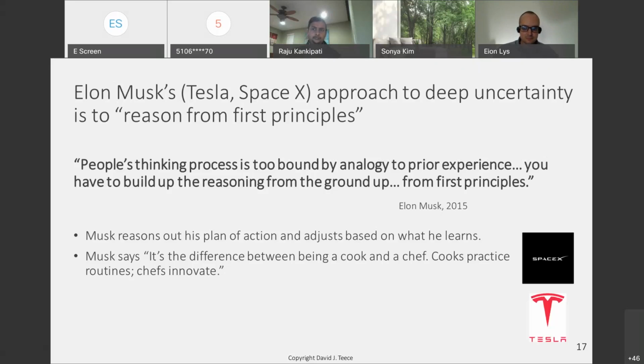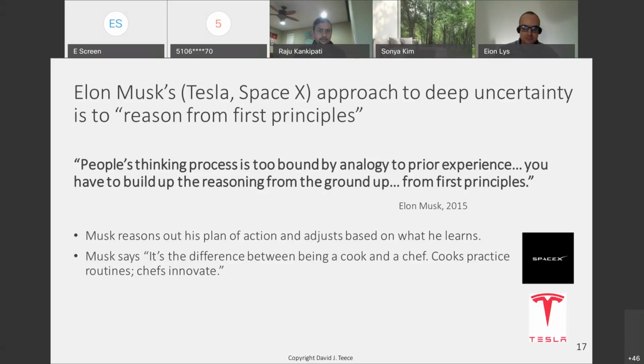And Elon Musk gives us a clue. He said, well, I got to think everything from the bottom up. I've got to reason from first principles. So he's thinking, he's a physicist or mathematician who knows what first principles are. And he goes on to say, people's thinking process is too bound by analogy to prior experience. You have to build up the reasoning from the ground up from first principles. And in a way, it's a little bit what the lean startup approach is all about, which is you start and you learn and you adjust.